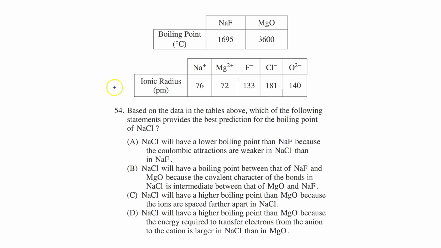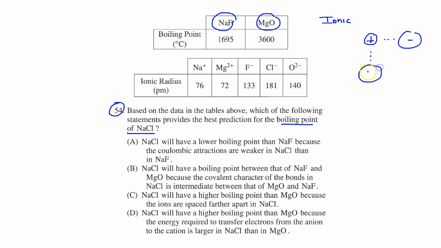On to 54. Number 54. Based on the data in the tables, which of the following statements provides the best prediction of the boiling point of NaCl? Well, we have NaF and MgO. These are ionic solids, which means they're positive ions attracting to negative ions in some kind of crystal arrangement. Now, the boiling points are very high with ionic compounds because positive and negatives attract each other very strongly, and in these crystal arrangements, they're very stable.